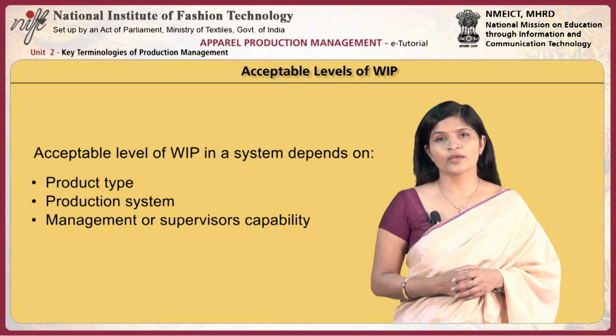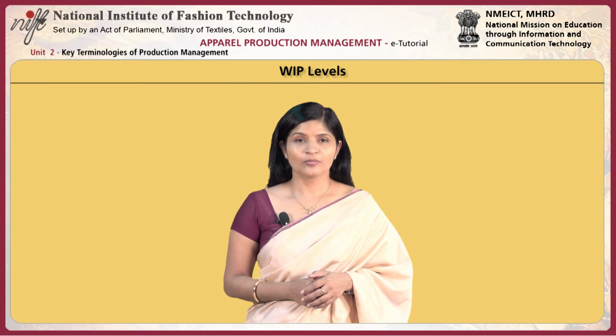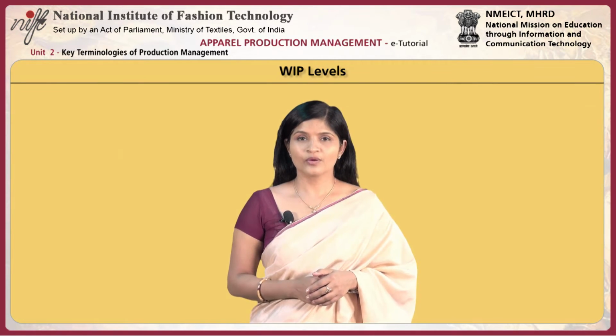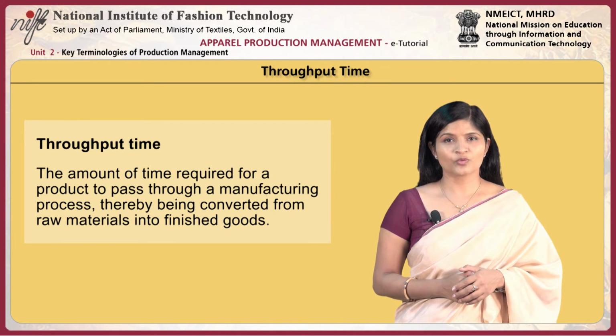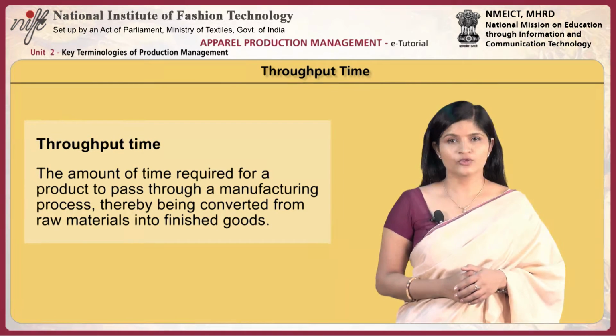Acceptable level of WIP in a system depends on various factors, that is product type, production system, management or supervisor's capability. WIP levels can be 18 to 24 days, but in a well-managed modern factory, it will reduce to 4 to 12 days. Throughput time is the amount of time required for a product to pass through the manufacturing process, thereby being converted from raw material to finished goods.